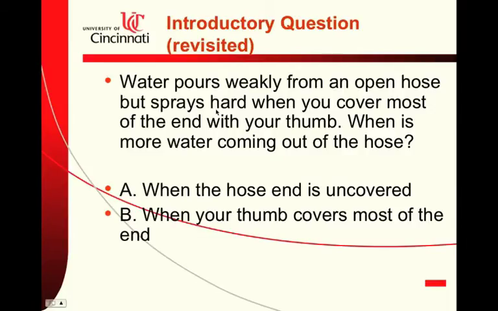So again, when water pours weakly from an open hose, but sprays hard when you cover most of the end with your thumb, when is more water coming out of the hose? Clearly more water comes out when the hose end is uncovered. When you close your thumb over the top of it, then the water flow decreases, which means that the energy is increased at the output, meaning the pressure goes up.